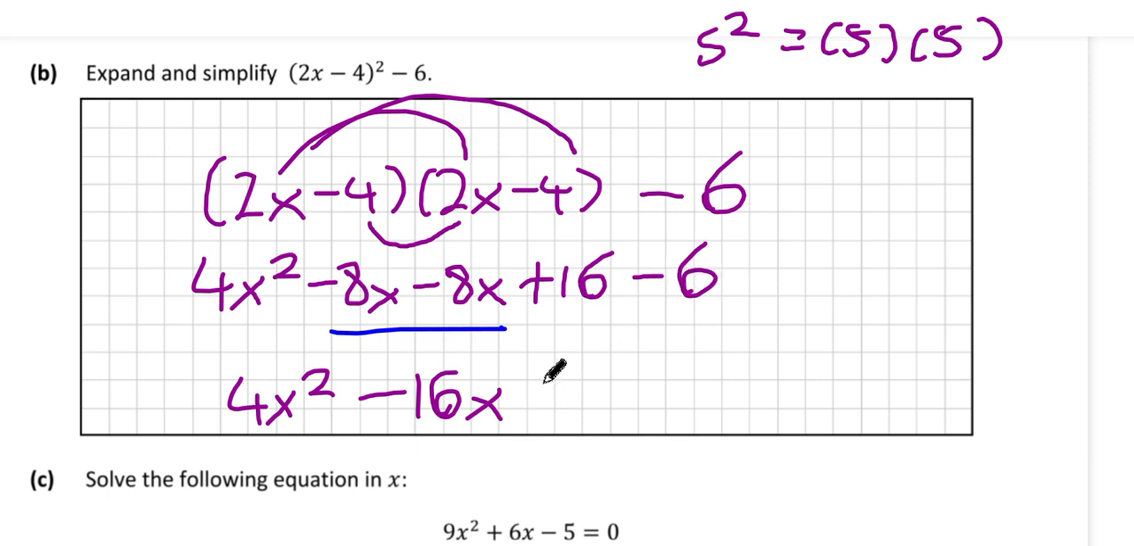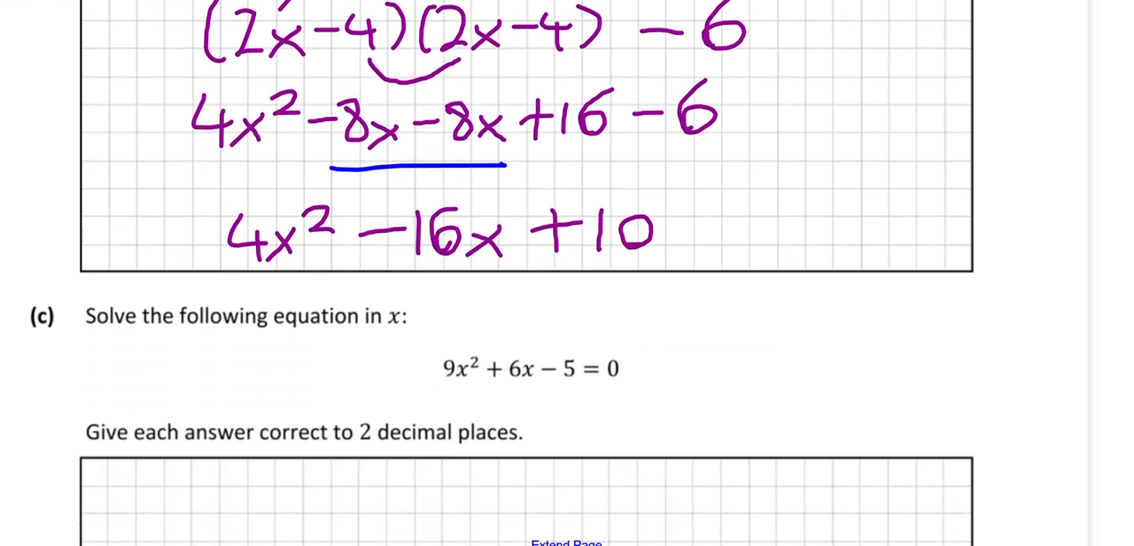16 take away 6? 10. You all good? Anybody know what type of question that is? Any idea, guys? It is the minus b formula. How did he know it's the minus b formula? Because it's a solve question, isn't it? It has an x squared in it, or a letter squared.